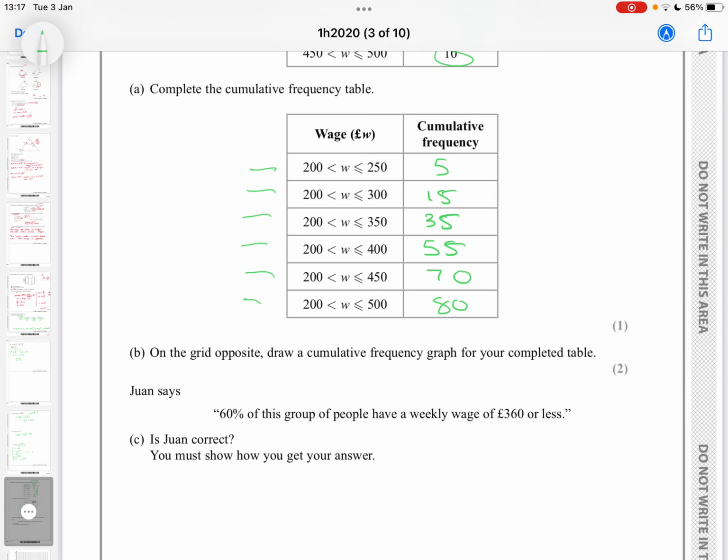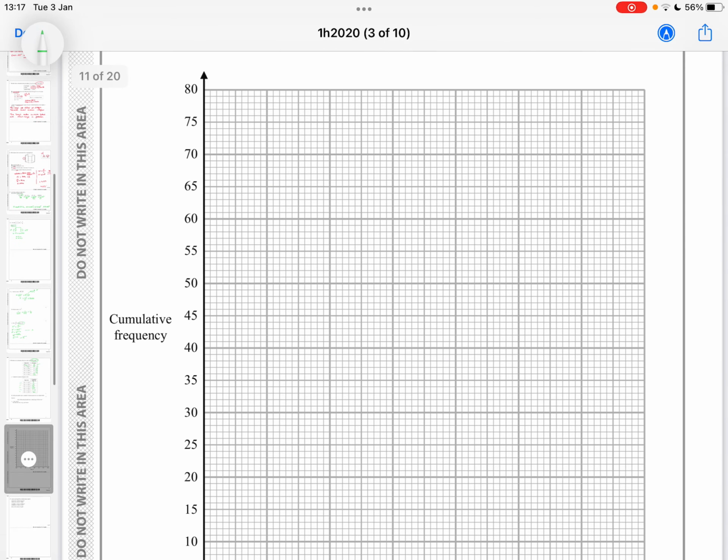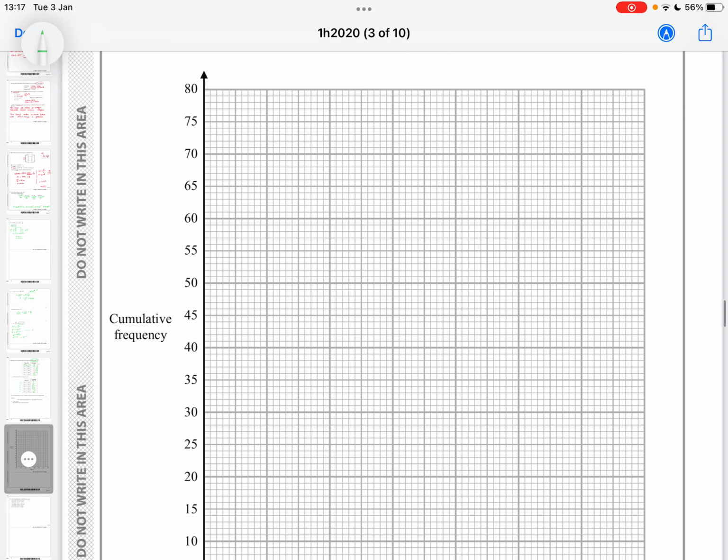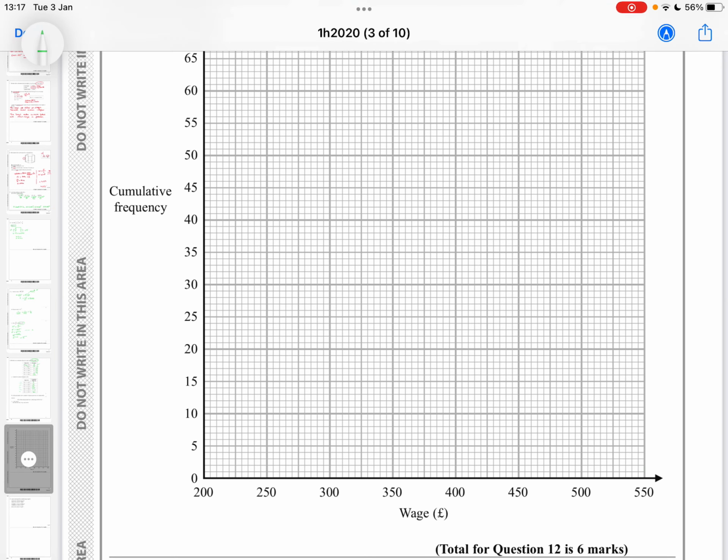Right, so on the grid opposite, draw the cumulative frequency graph to complete. So that's 2 marks. I'm going to go over here and plot the information that we have just been given. Right, so the first one was 200, which was 5.